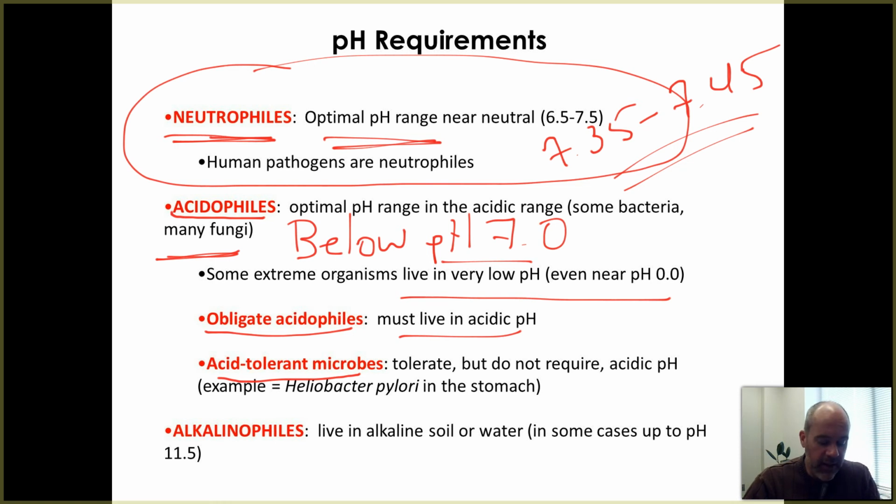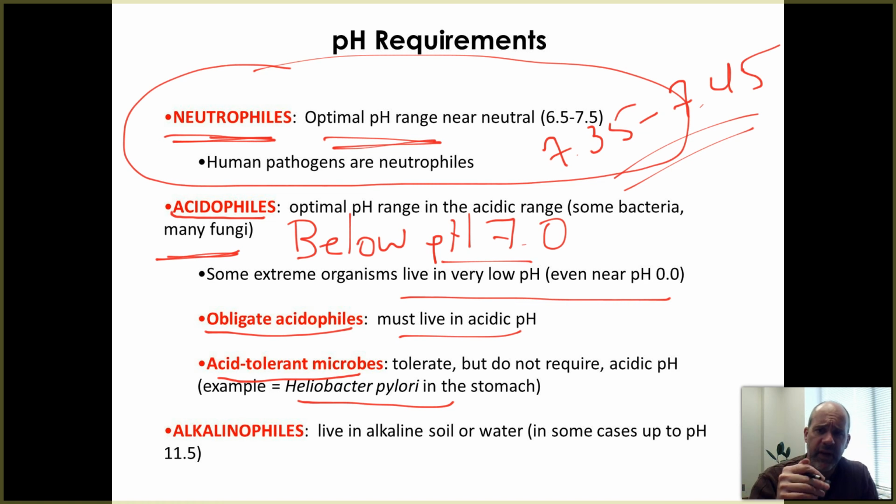So that includes the Helicobacter pylori bacteria that we were talking about earlier. That's a microaerophile, requires lower amounts of oxygen gas than we have in our atmosphere, and it's also acid tolerant. It doesn't have to live in acidic conditions, but it can tolerate them.